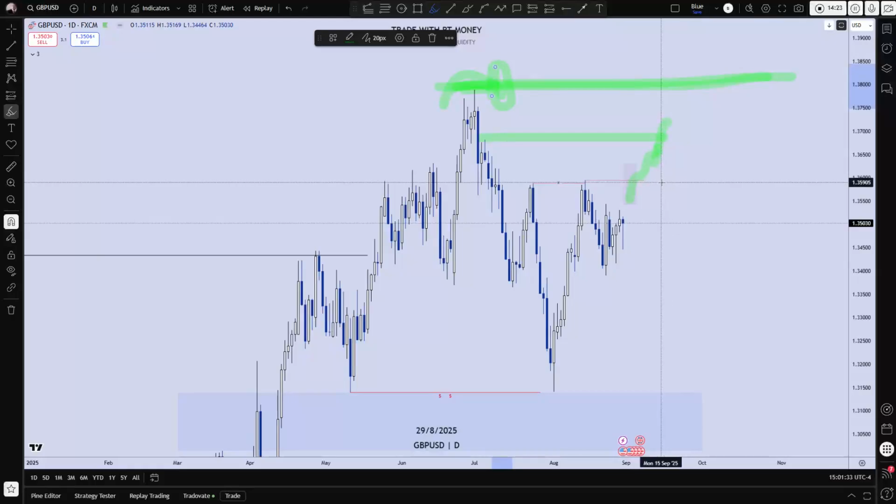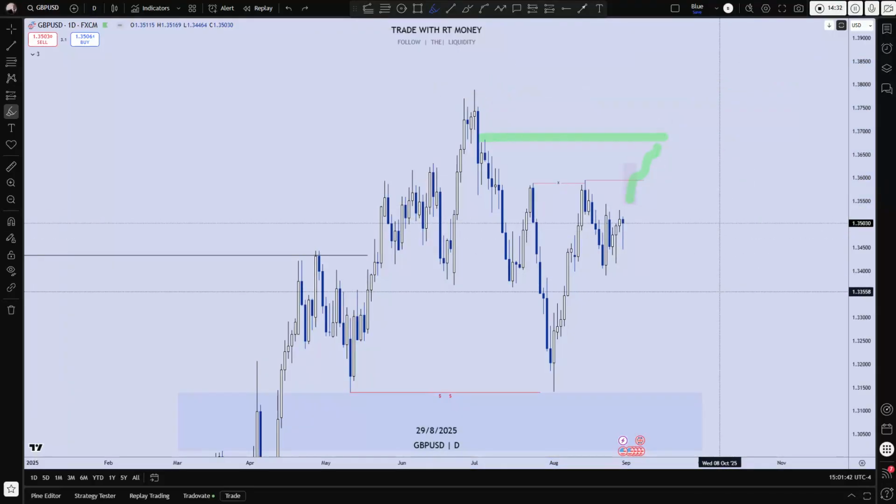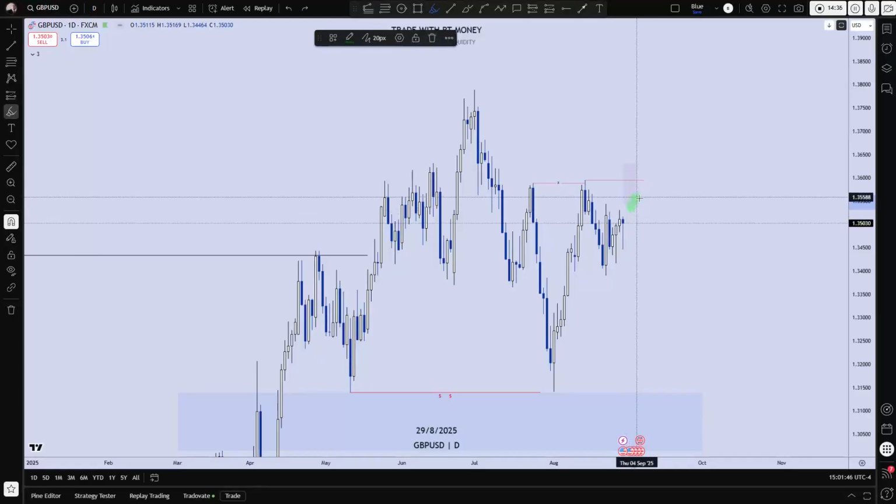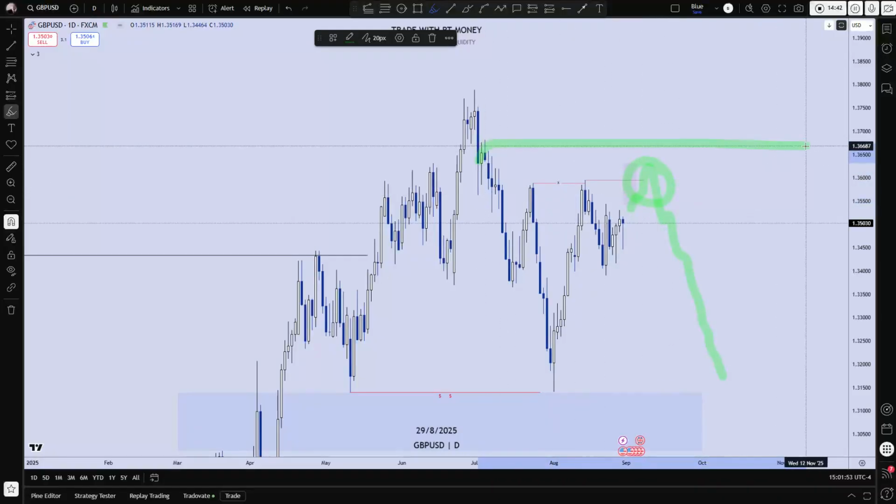That's basically where I'm at on that. Right now I'm looking for price to give me a little bit, and I'm looking for a break of market structure right around these highs, right in this zone. I need a break of market structure for me to jump in for sells.